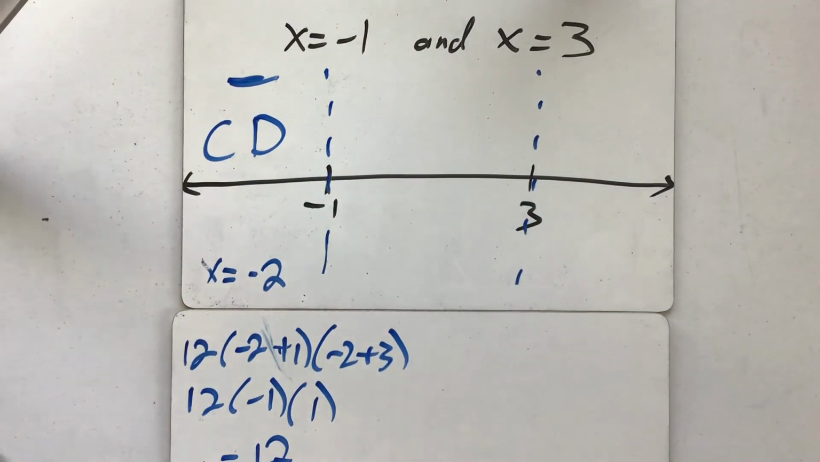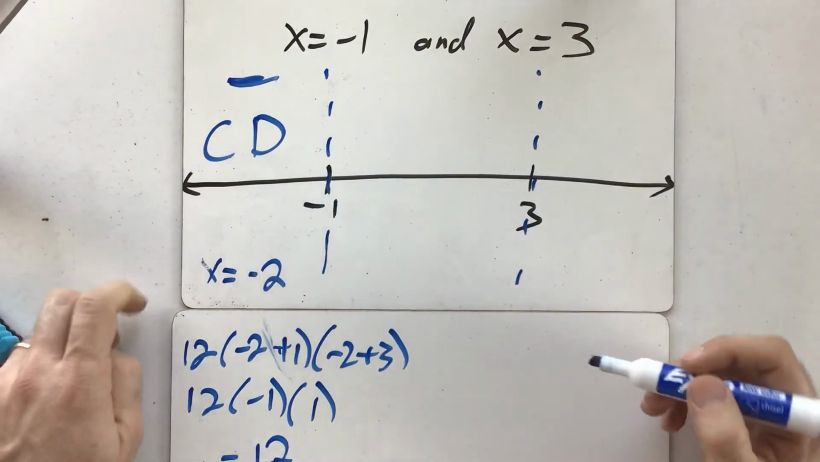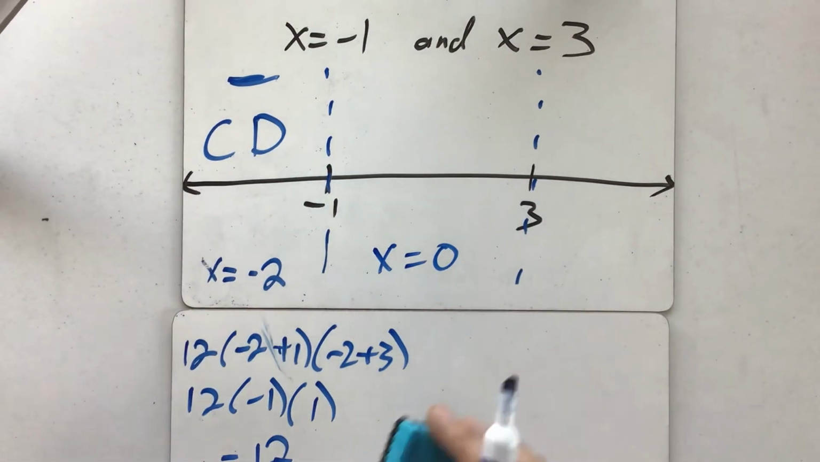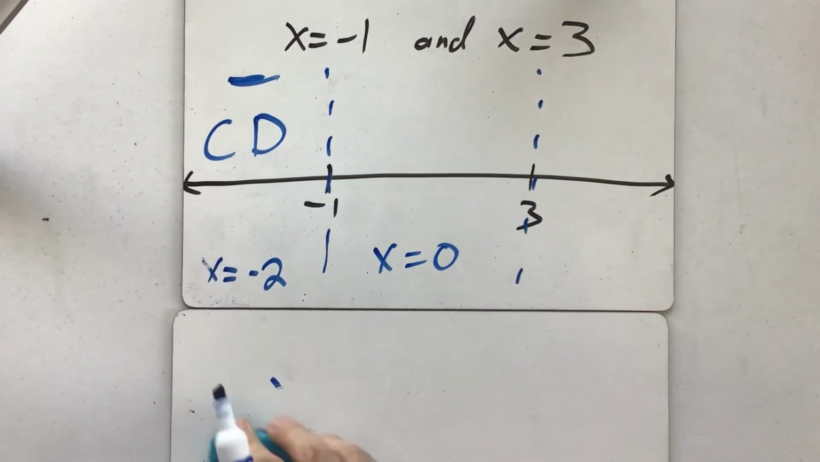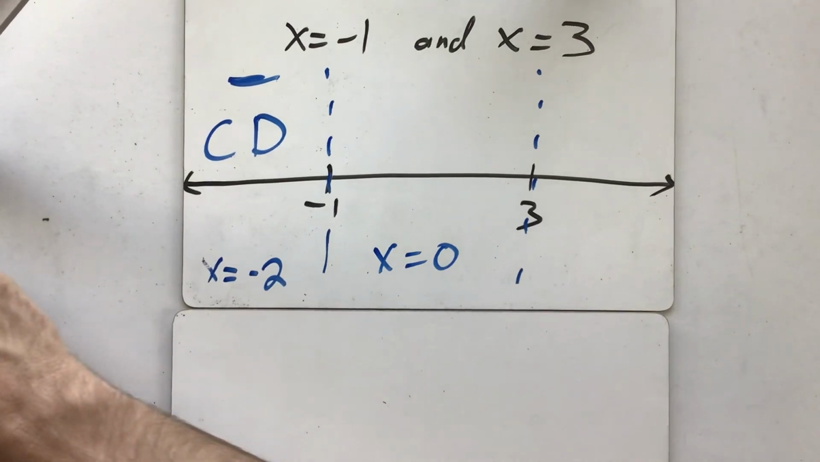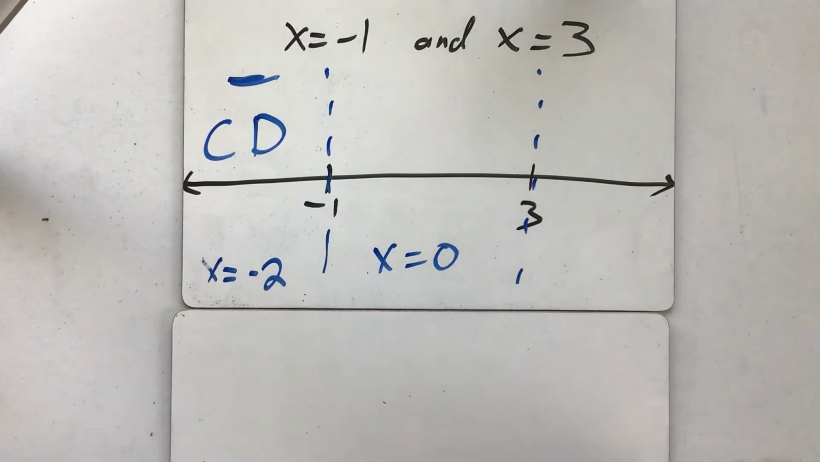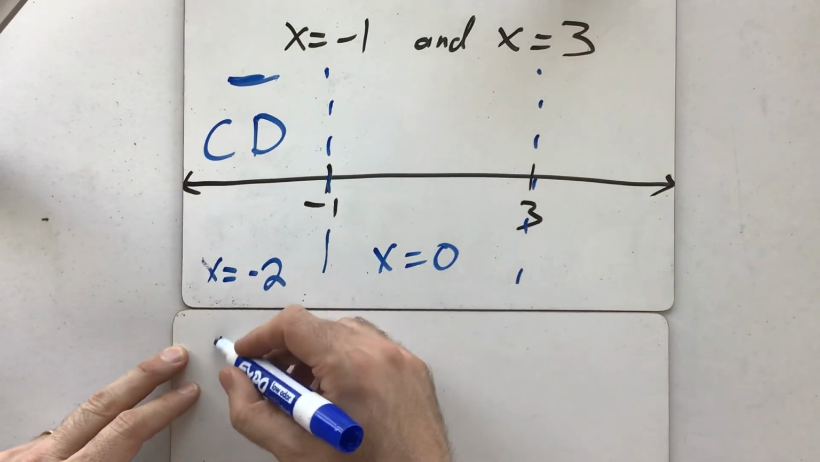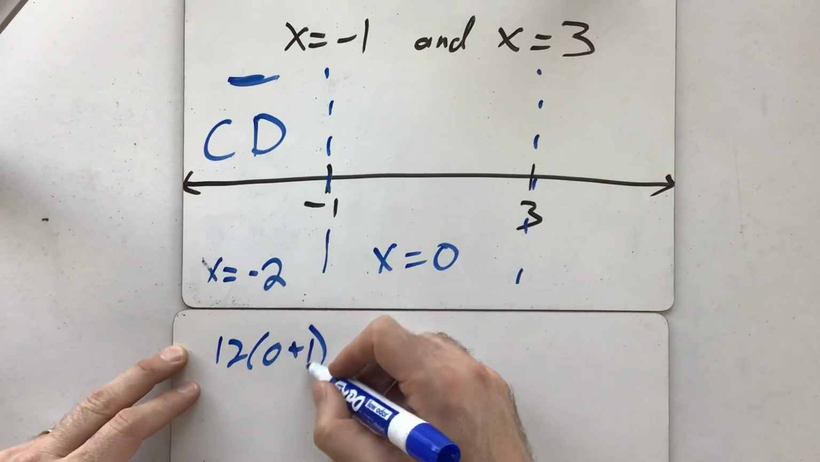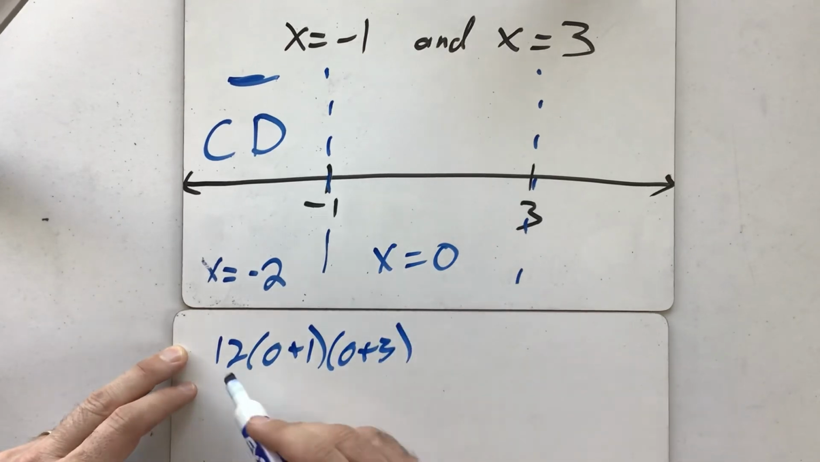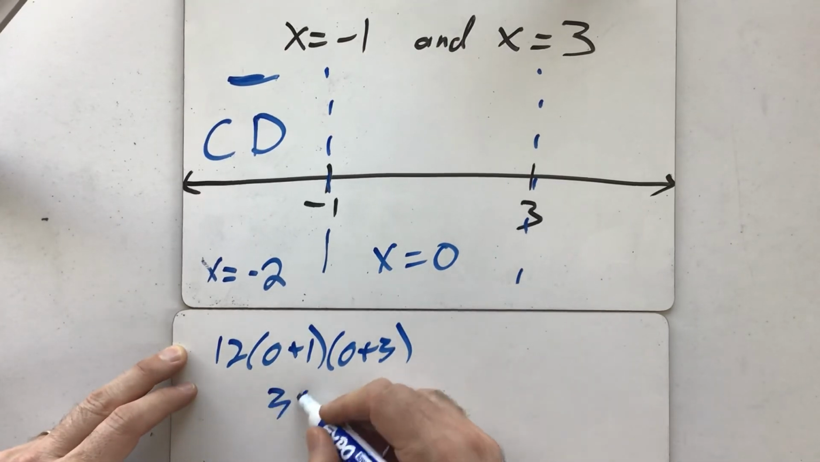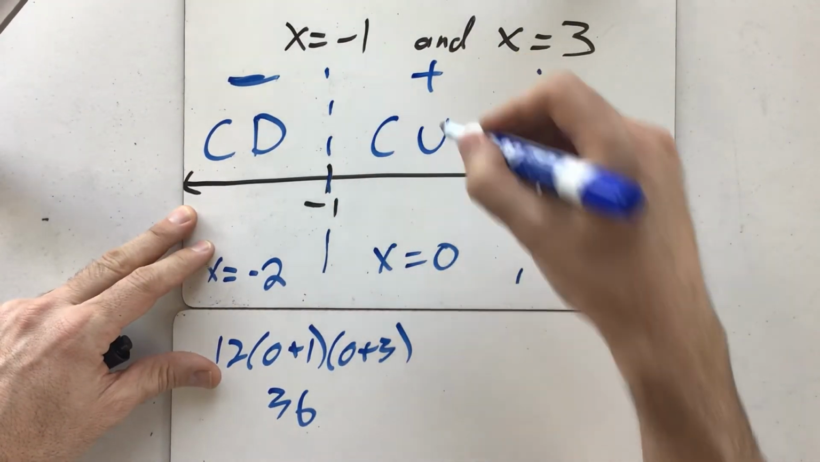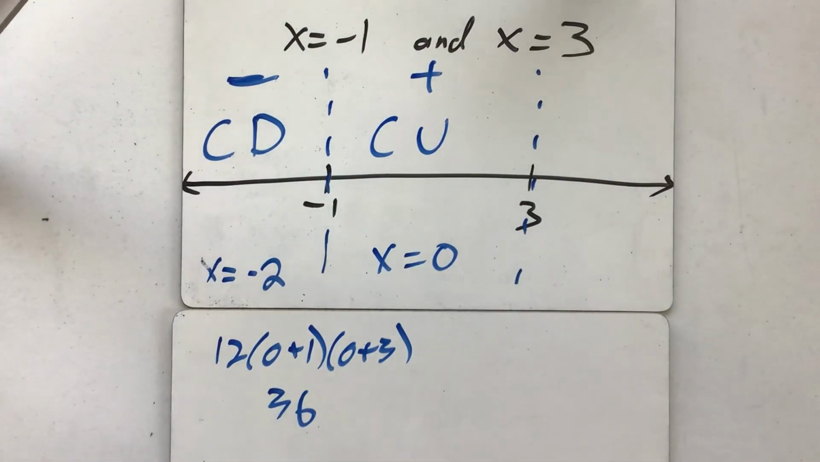Okay? Now I picked a number between 1 and 3. And by the way, probably 0 is the best number to use here. You can also use +1, but 0 sure seems like the right choice, doesn't it? So I'll put 0 on here, and this will give me 12 times 0 plus 1 times 0 plus 3, which is 12 times 1 times 3, which is 36. And so that means it's positive between that section, so it means it's concave up on that section.